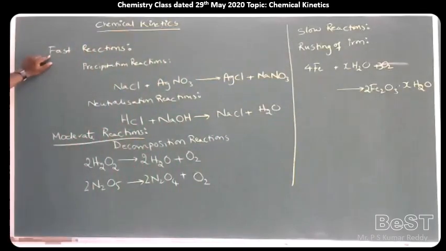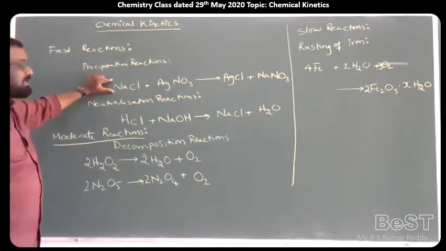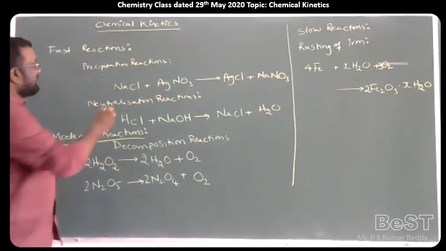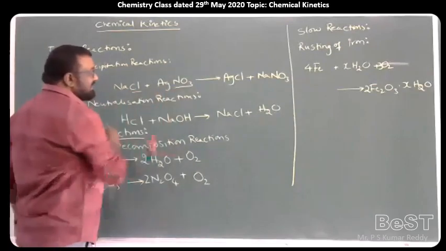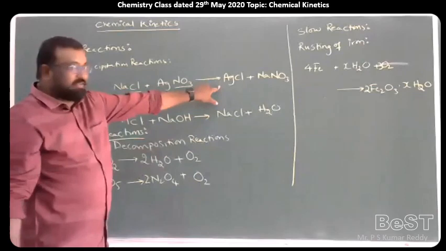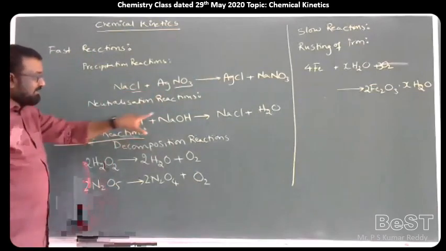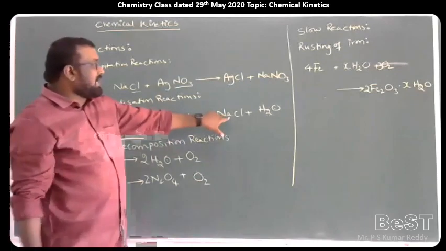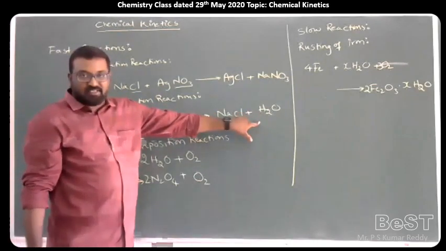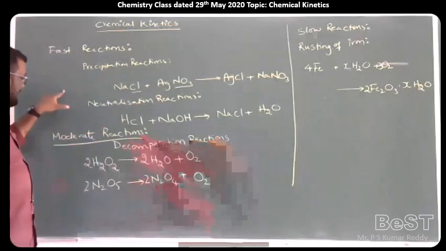Fast reactions. In fast reactions, we are learning about precipitation reactions and neutralization reactions. Precipitation reactions, where you can see that when different ions are reacting with each other, or exchange of ions will be taking place, such that precipitate is produced. In the same way, neutralization, when acids are reacting with bases, they are producing salt and water. This is a neutralization reaction, which is a fast reaction.